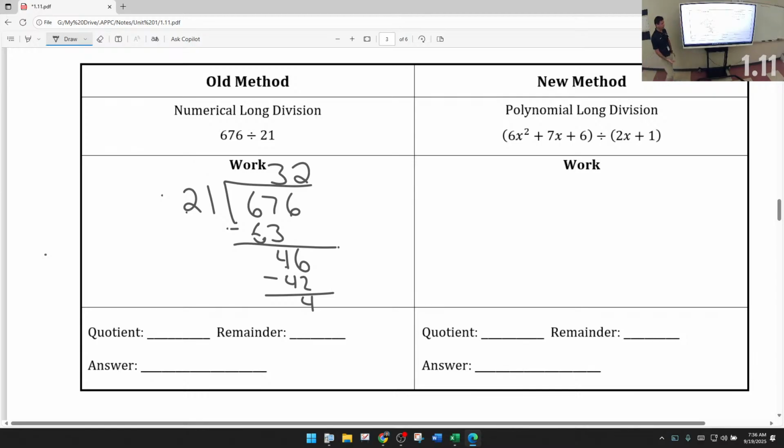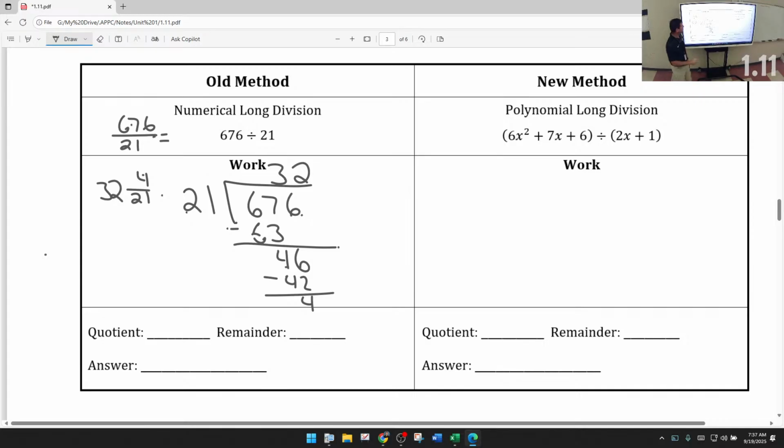At one point, you probably put a decimal and started dropping decimals down, and that's where you would have your decimal answers. In polynomials, we don't do that. So I can write this: 676 over 21 is the same thing as 32 and 4 over 21. It's the same thing. 21 goes into 676 32 times with 4 left over. And if you can do that concept, then you can do long division.